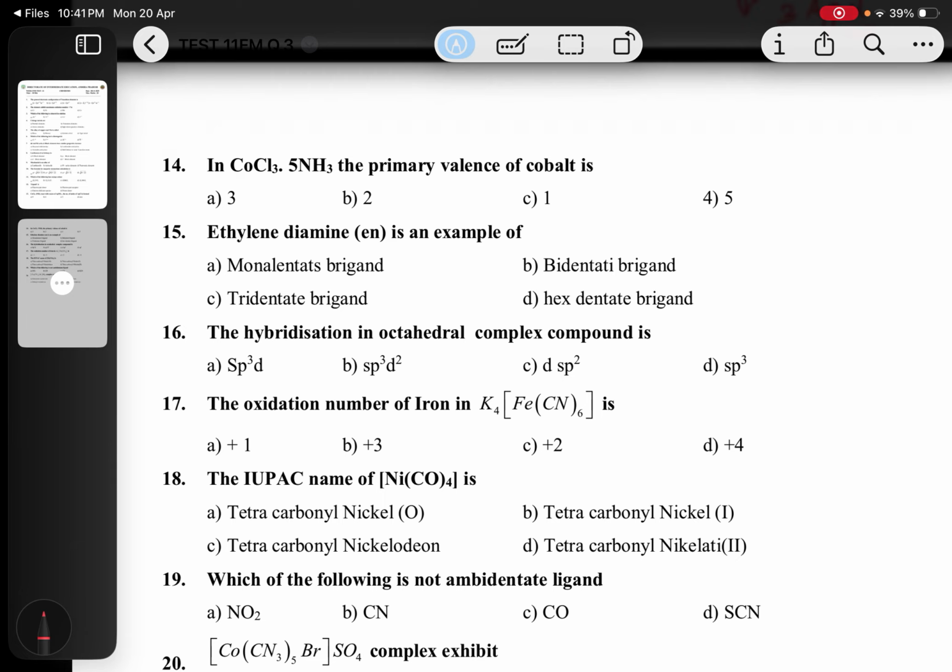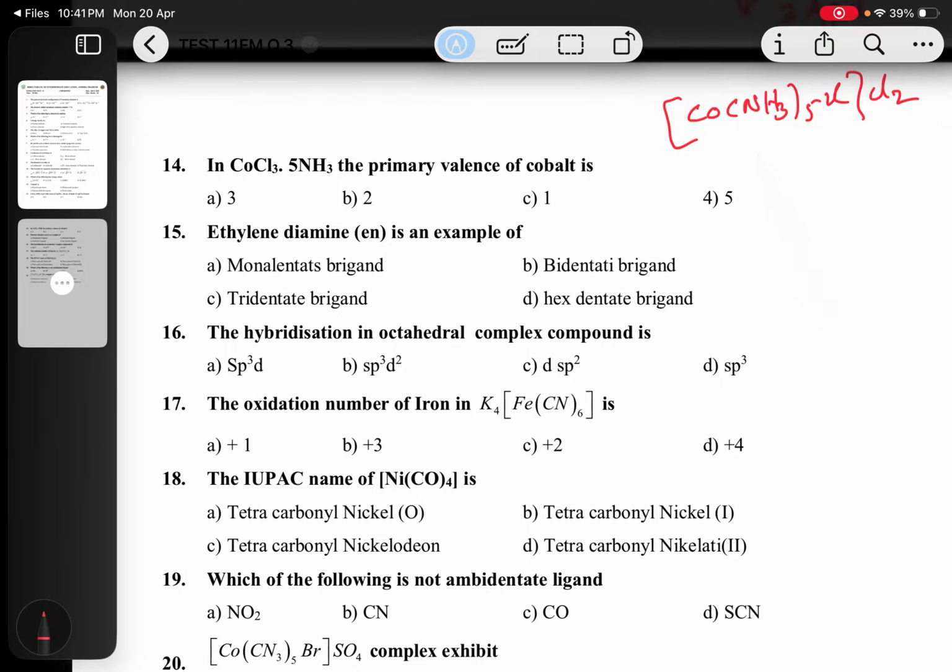In CoCl3·5NH3, the primary valence of cobalt is? This complex is written in the form of [Co(NH3)5Cl]Cl2. Cobalt has a fixed coordination number of 6, so one of the chloride ions is written inside, the remaining 2 chloride ions outside. According to Werner's theory, every central metal atom in a complex can exhibit 2 types of valencies, primary valency and secondary valency. Primary valency indicates the oxidation state, secondary valency indicates the coordination number.